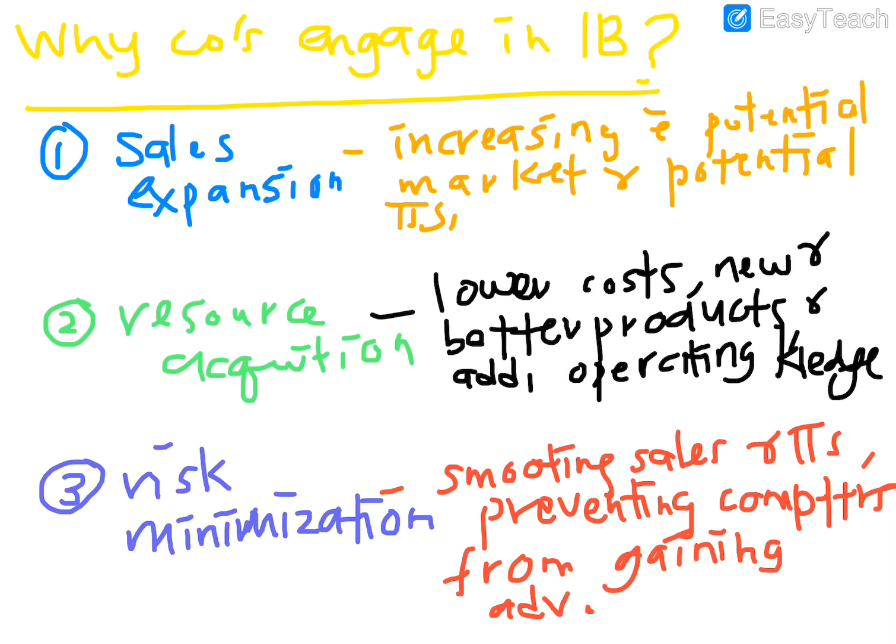Second, we have resource acquisition. Acquiring resources may give the company lower costs, new and better products, and additional operating knowledge. Then we have risk minimization, to diversify or reduce risk. International operations may reduce operating risk by smoothing sales and profits, and they prevent competitors from gaining an advantage.